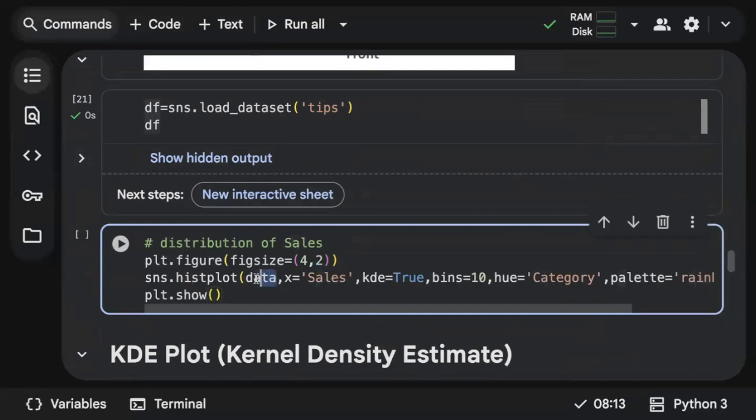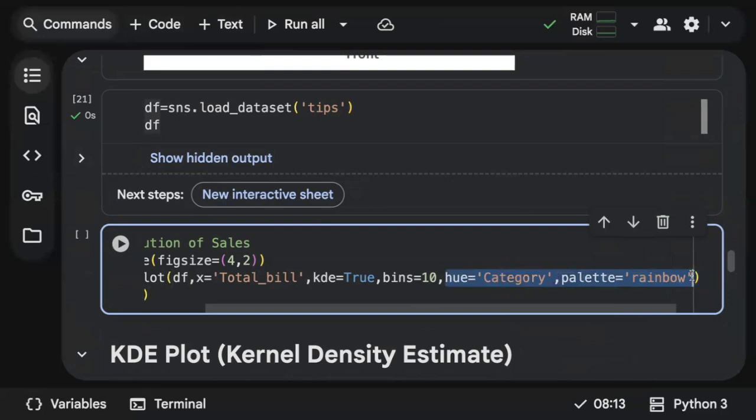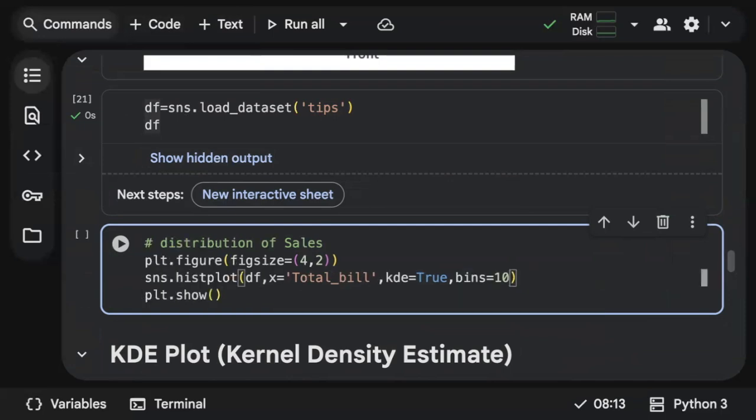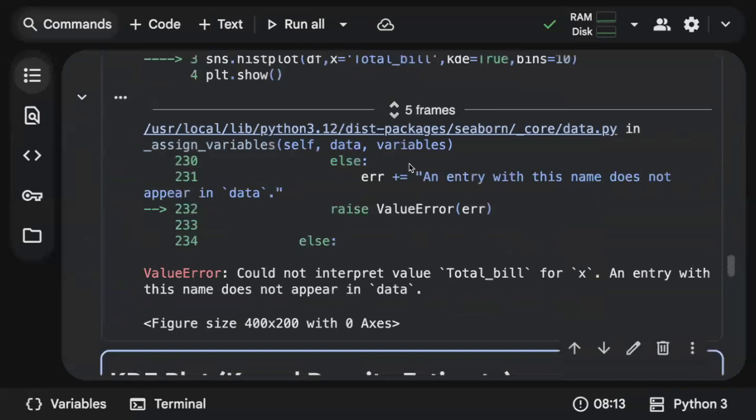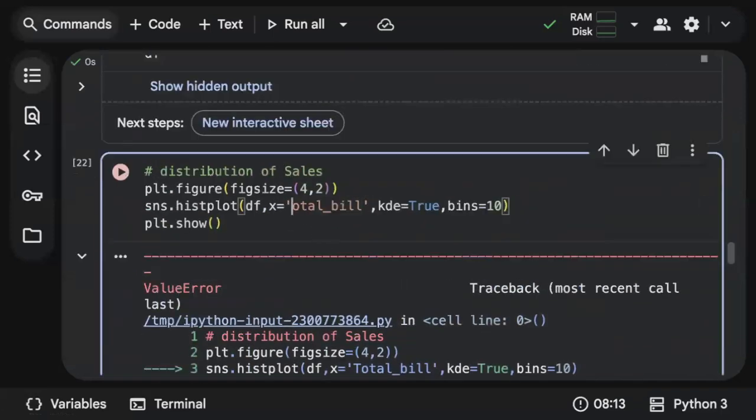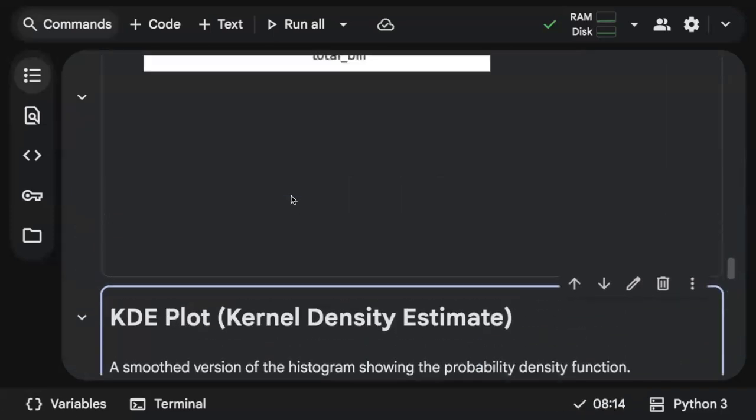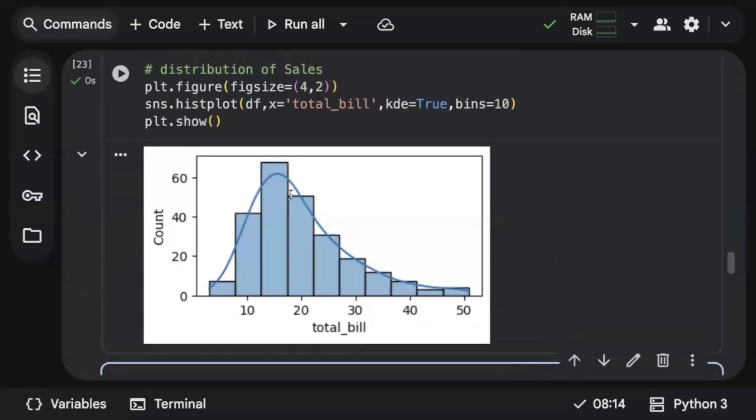Okay, so instead of data, it should be df. And then here, instead of sales, it should be total_bill. Something was there in our case. And as of now, let me just remove this hue. Okay, couldn't find total bill. T should be capital, I guess. Can you see? Yeah, this is accurate.